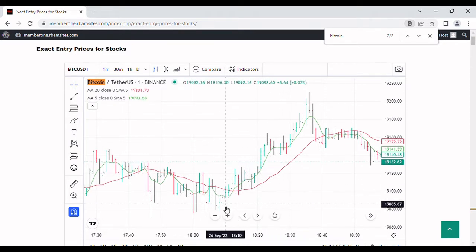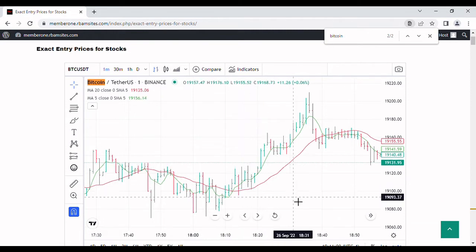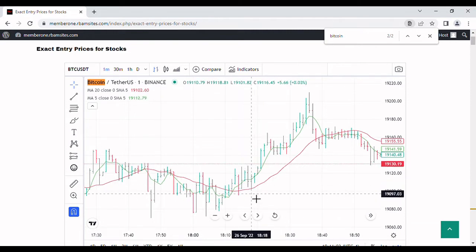What we're looking for is a crossover so that the green 5-bar is above the red 20-bar, and that price, the close of the price, is above all of that. So let's take a look at this one right here. That has a close of 19,116. That's our entry price for the next bar. So 19,116, and we look and see, can we get in? Yes, we can. So now we're in at 19,116 on a 1 minute chart.